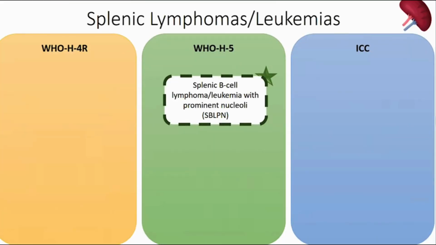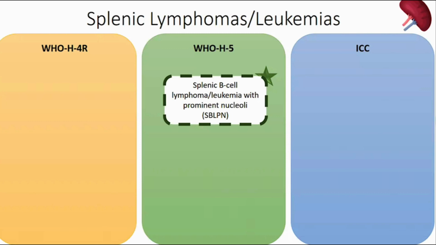While splenic marginal zone lymphoma hasn't changed in the new editions, the other splenic entities have. And so the first one here is a new diagnosis altogether. So this is called splenic B-cell lymphoma/leukemia with prominent nucleoli. A lot of the heme names are very long.